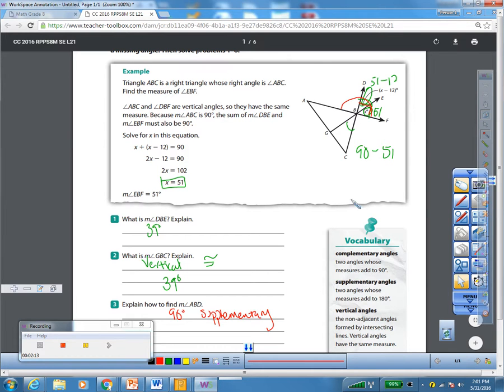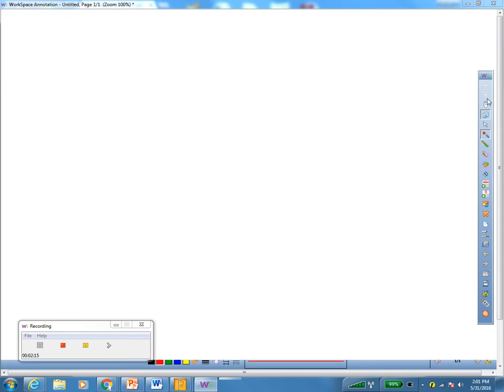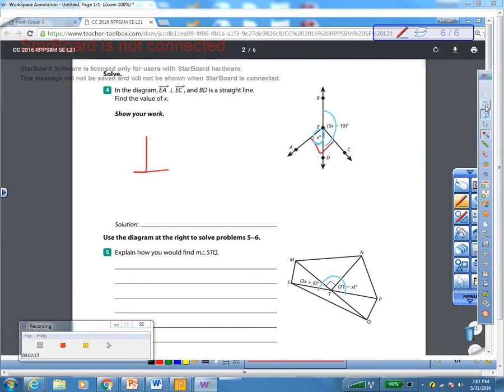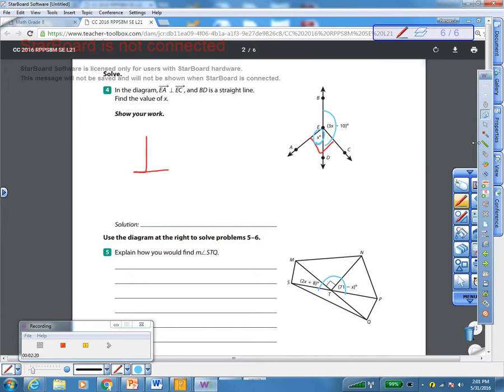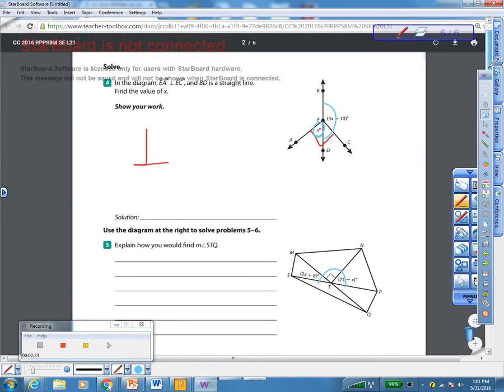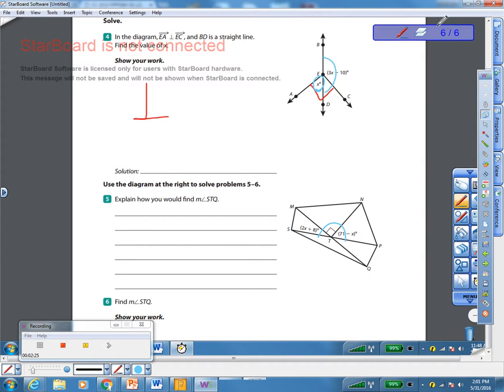Okay, let's scroll to the next page here. Oops. Let me get out of the Starboard here.